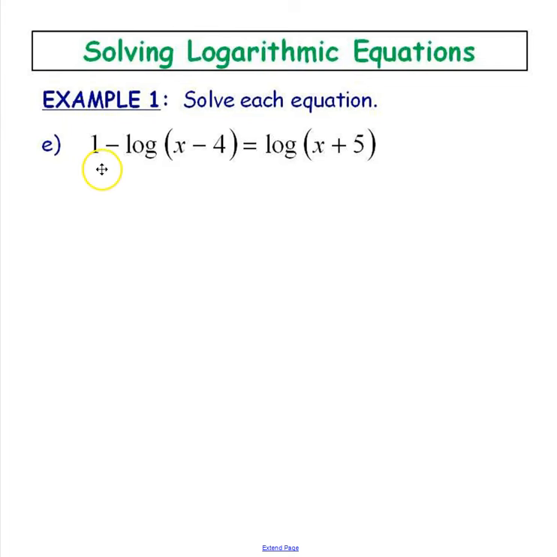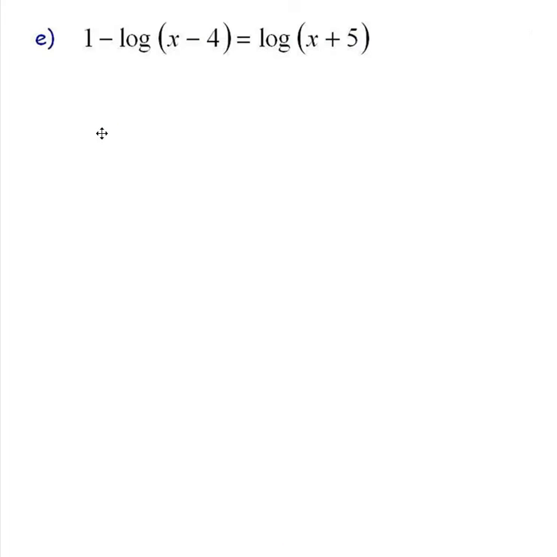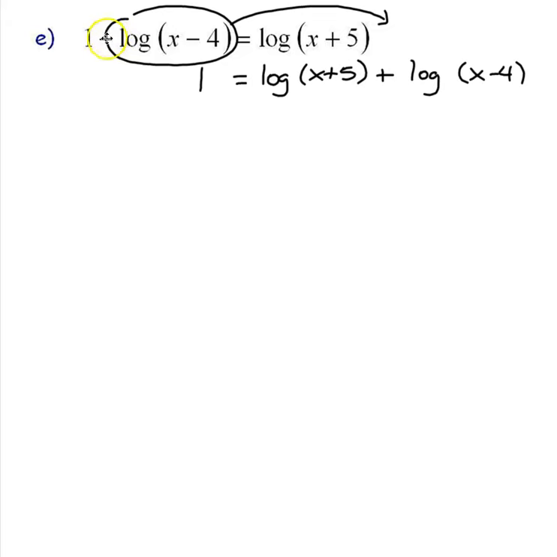The problem is there's two terms on this side. There's a log and there's a 1. Okay, so you know what? We'll need a little bit more room. First, bring the log to the other side. If I can do that, I get a positive. This was a negative before, right? So if I bring this over, I'm going to get a positive log of x minus 4.